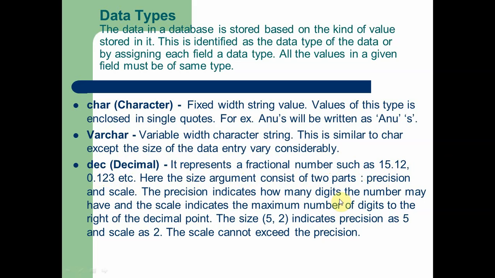Precision indicates how many digits the number may have, and the scale indicates the maximum digits to the right of the decimal point. Here you can see the size can be mentioned for the decimal in this form, that is 5 comma 2. Here 5 refers to precision, 2 refers to the scale. It means in this data type we can store up to 5 digits of number, with 2 digits after the decimal point. So this is the example for decimal.